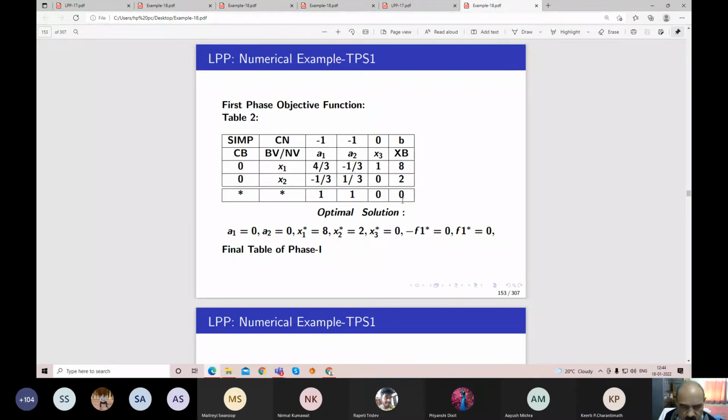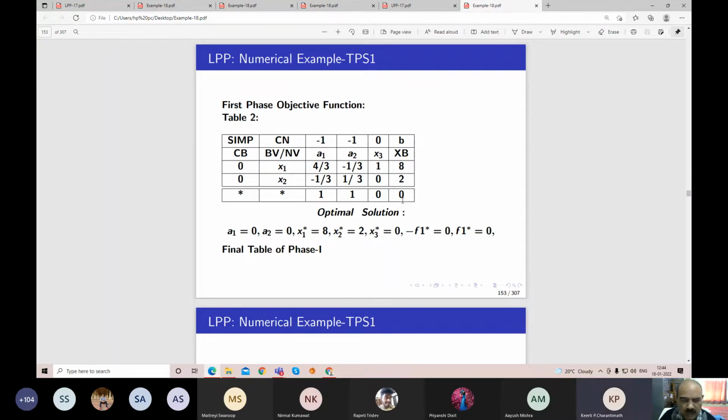What is your answer? 0. 0 means the phase 1 is complete. Next question: are there any artificial variables which you are treating as basic variables? Are there any artificial variables presently in the basis?